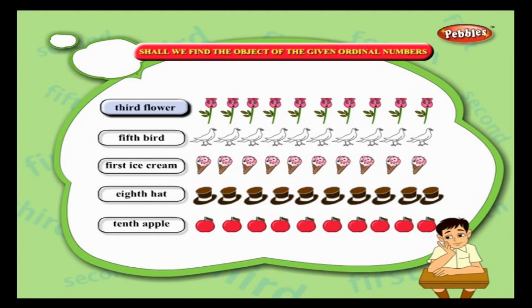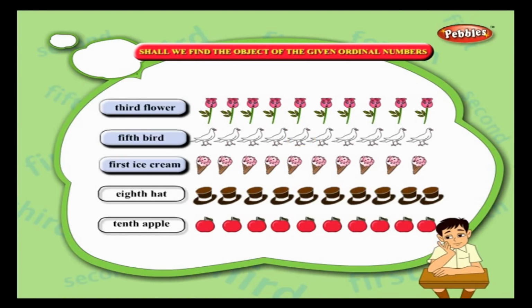Third floor. Find out the third floor in this row. Start counting. First, second, third. This is the third floor. Fifth bird. Let us find the fifth bird. Start counting. First, second, third, fourth, fifth. This is the fifth bird.